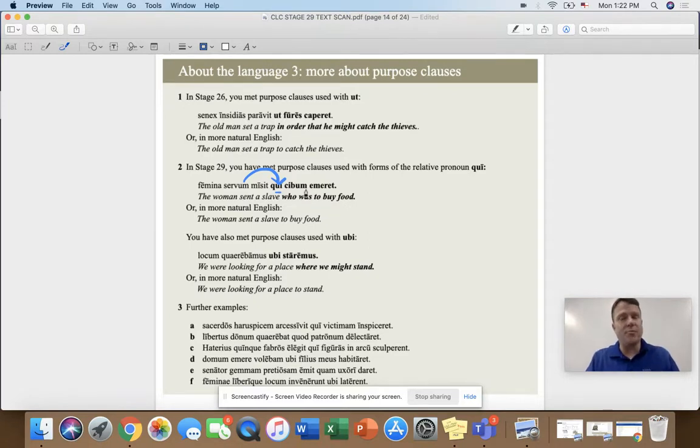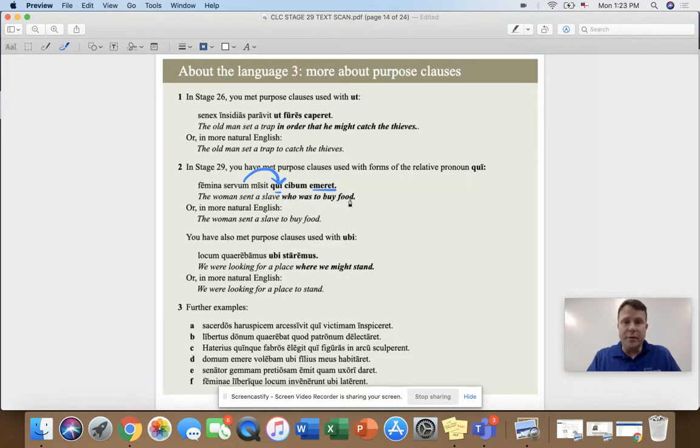Now, for you guys, remember, your job is to read and understand Latin. It's not to compose Latin. The only thing I want you to take away from this is that when you see a QU word, or, and this is super rare, but ubi, and then the verb is subjunctive, it's a purpose clause. That could also be a purpose clause as well.